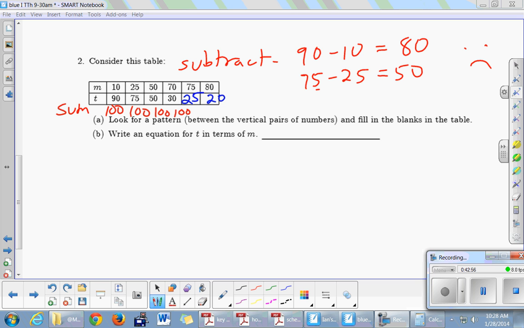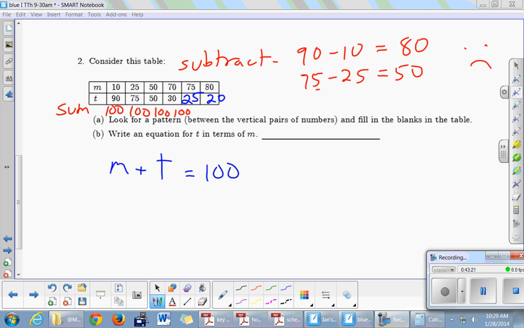What did we do with the two numbers? Added them, and what did we get every time? 100. So two things, added up, and got 100. Okay, so m plus t or t plus m, either way. Right? That's what we have. Now that's not exactly the answer to the blank there, but it's the natural way to think about things.